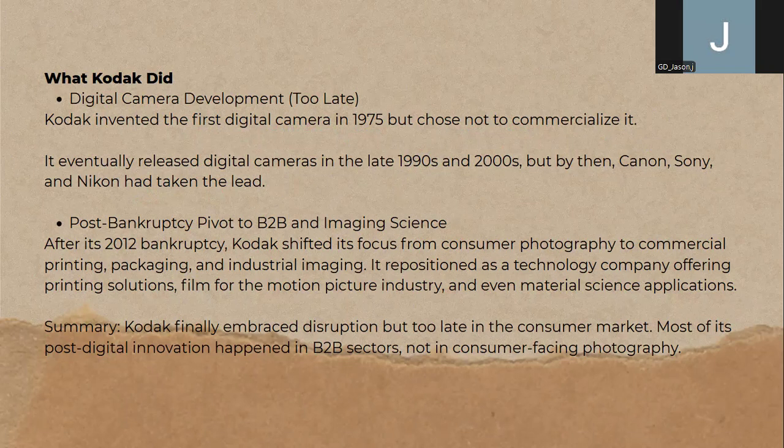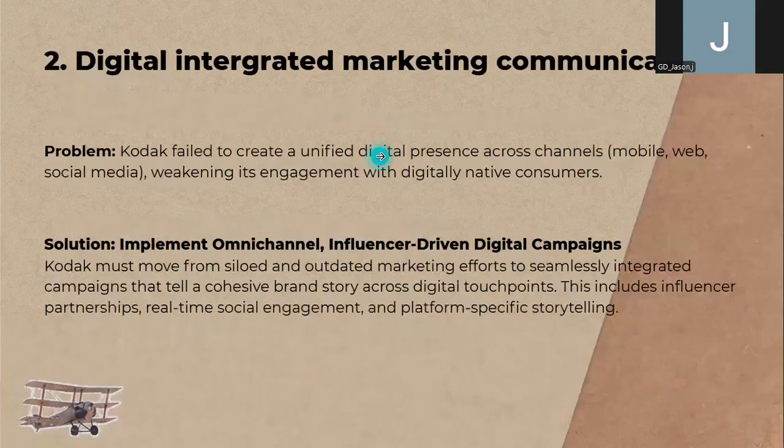It repositioned as a technology company offering printing solutions, film for the motion picture industry, and even material science applications. So, in summary, Kodak finally embraced the disruption, but they were too late in the consumer market. Most of its post-digital innovation happened in the B2B sectors, not in consumer-facing photography. And then the next problem they faced is digital integrated marketing communication. The problem is that Kodak failed to create a unified digital presence across channels, mobile, web, and social media, weakening its engagement with digitally native consumers.